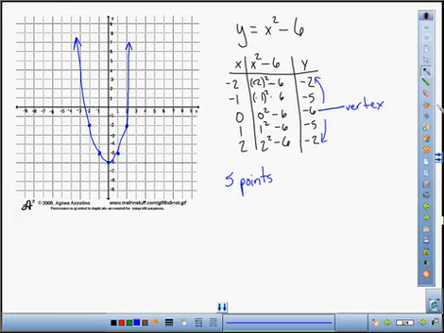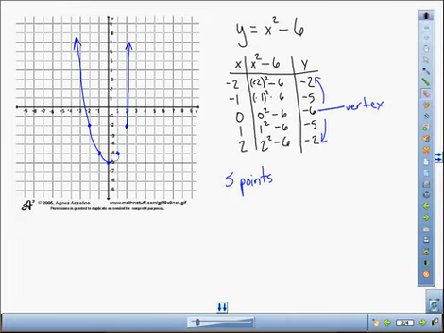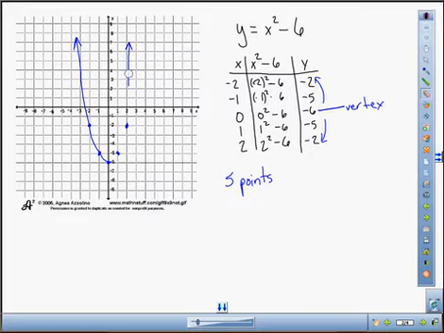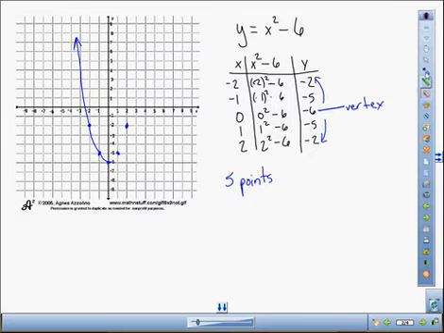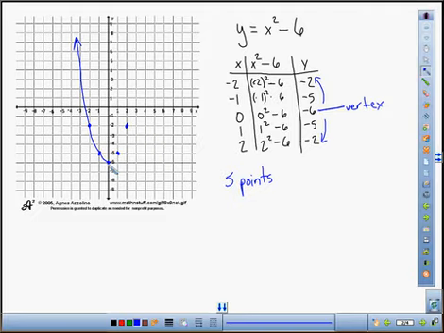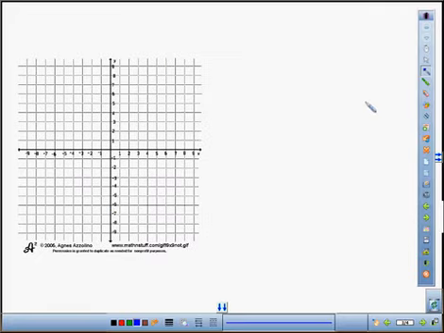But again, you want to make sure that you get enough points that you can see that it's nice and curved. And you want to remember that the parabola is a U. It's a curve. It's not a straight line. It should have some curve to it. But that's all we do. Make our table, plot our points, and get a U. It's the same thing for absolute value.